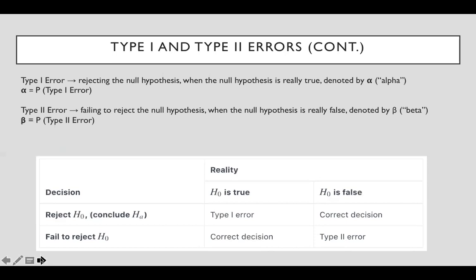So the chart I have below is just summarizing what I said in the previous slide. You have two items here: what you decide, and what is actually reality. Your decision could be different from or the same as reality. If your decision agrees with reality, then you made the correct decision. If your decision disagrees with reality, then there is an error made. And that's where type 1 and type 2 errors come into play.